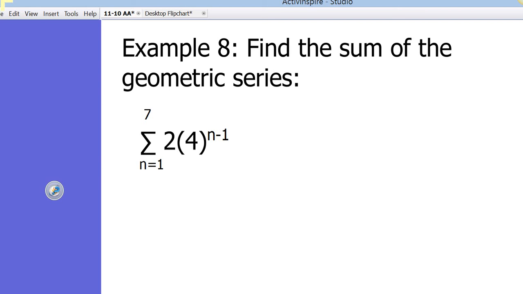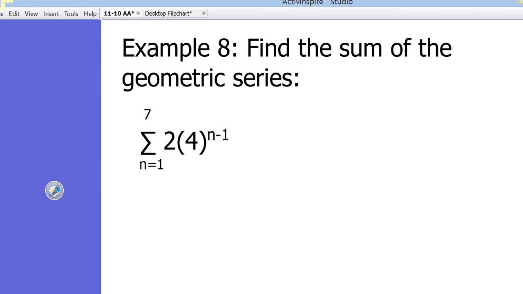All right. Let's just plug a couple in. Plug in 1. Plug in 2. Plug in 3. Plug in 1. What do we get? You get 2 times 4 to the what power? 0. 1 minus 1 is 0. What's 4 to the 0 power? 1. 2 times 1 is 2.